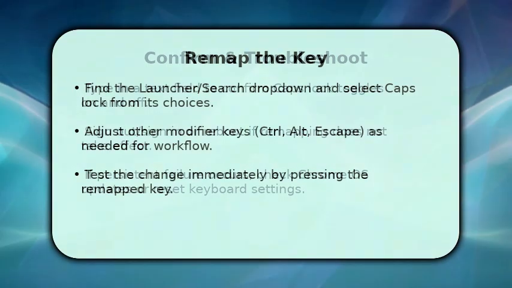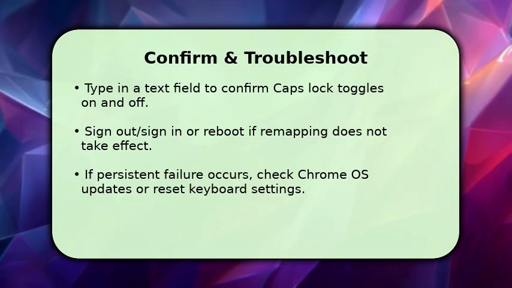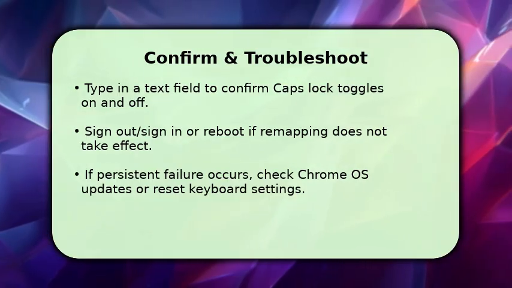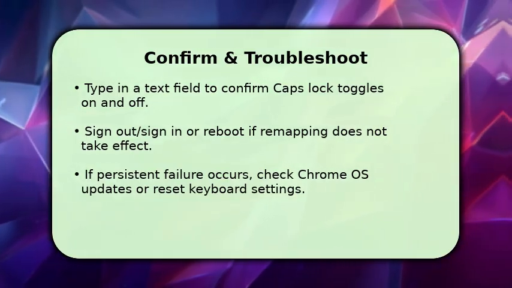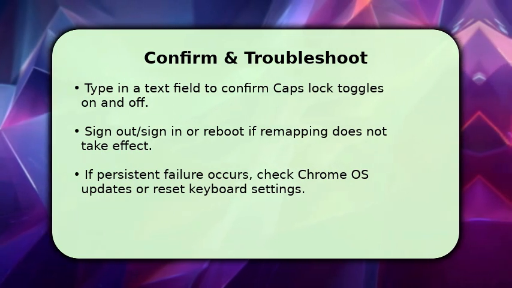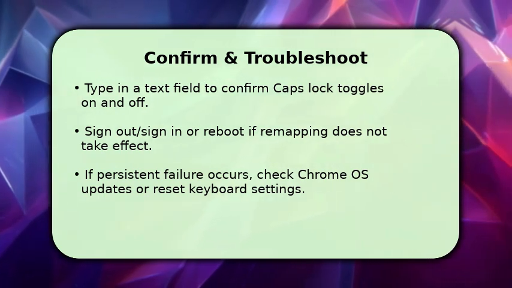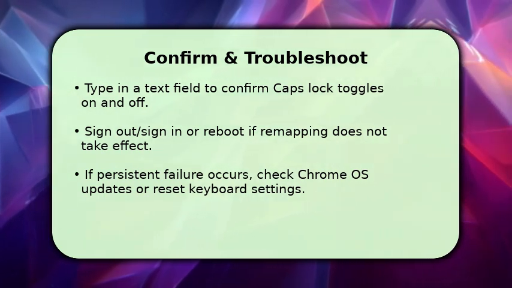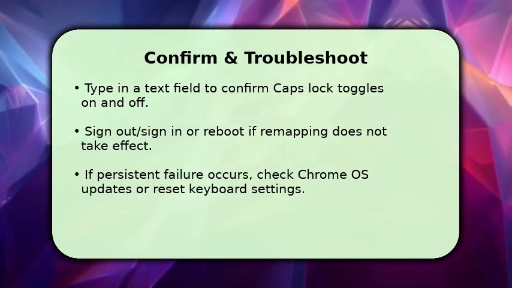You're almost done. Verify by typing in a text box and toggling the new Caps Lock key. Once you see uppercase letters, the change is complete. Make sure to sign out and sign back in, or restart the Chromebook if the mapping didn't apply immediately. Sometimes a session restart is required.